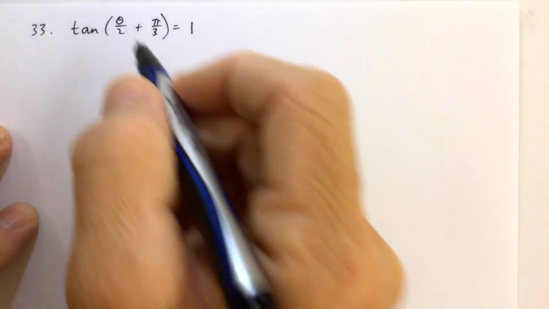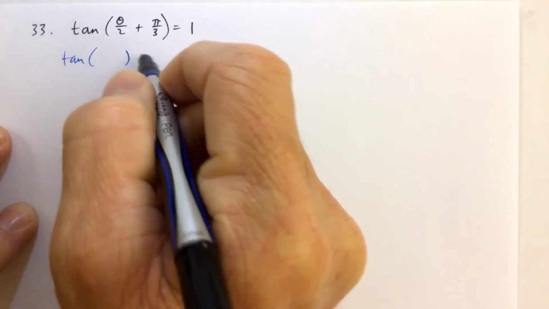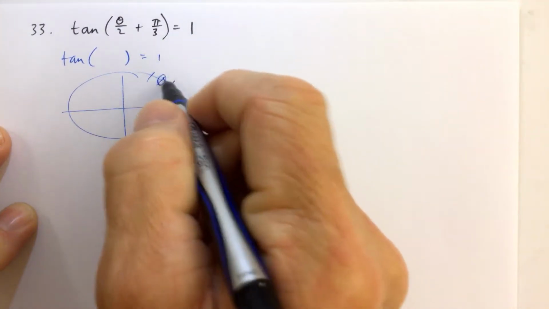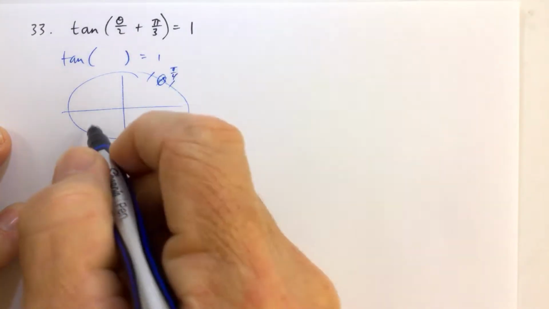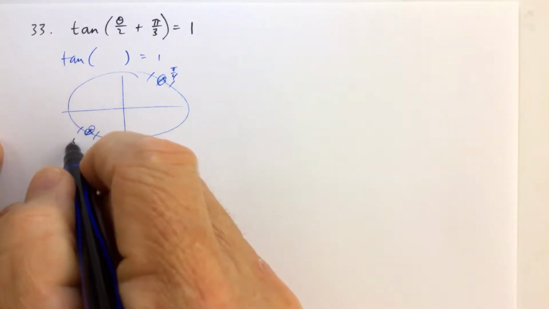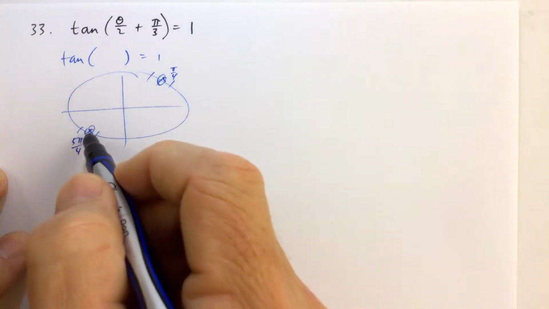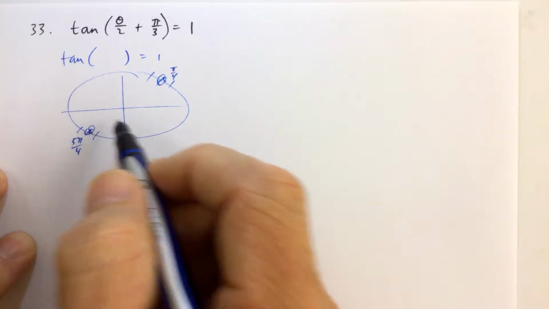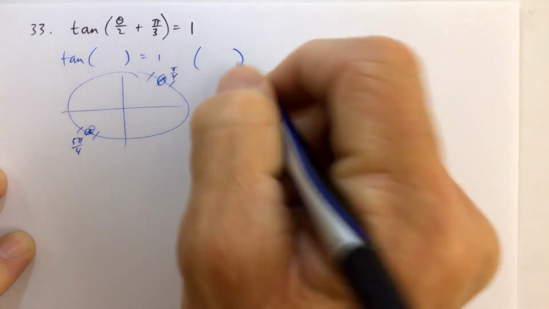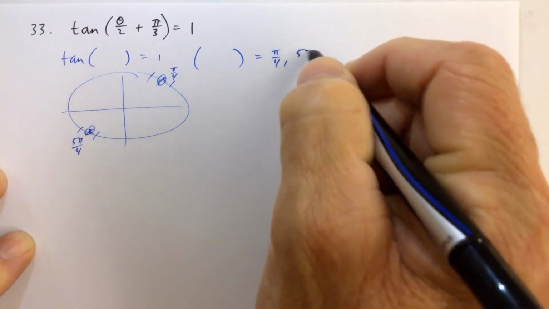For number 33, in trying to solve for theta, we know that when the tangent of something is equal to 1, that something has to be either pi over 4 or, because the tangent is positive in both the first and third quadrants, the only other angle on the unit circle where the tangent is 1, which would be 5 pi over 4. So no matter what, that thing has to be equal to either pi over 4 or 5 pi over 4.